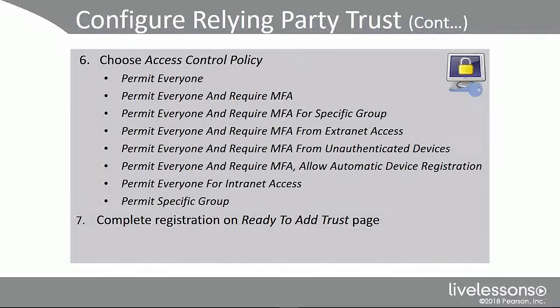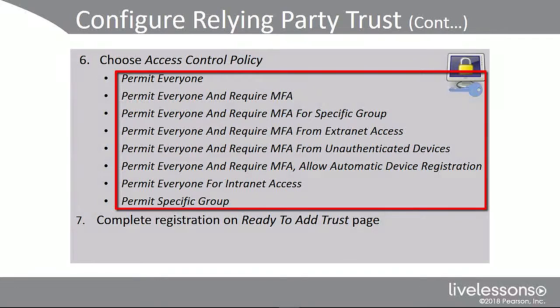And then we need to configure the next option, which is the access control policy. And you'll see we have several to choose from here. Permit everyone and require multi-factor authentication, or MFA. Permit everyone and require MFA for specific groups. Same option, but for extranet access instead of groups. Same option, but from unauthenticated devices. Same option, but allow automatic device registration as my 4th option of permitting everyone and requiring MFA. We could also choose permit everyone for intranet access as well as permit a specific group. So lots to choose from when we're defining our access control policy.